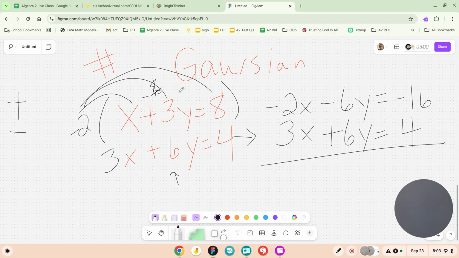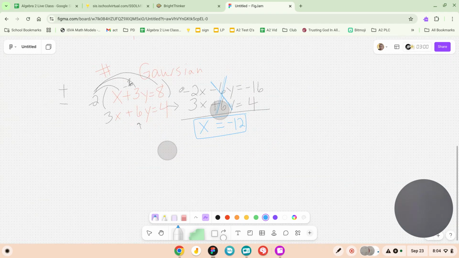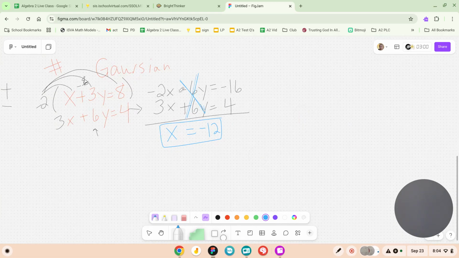So now I'm able to cancel these out, aren't I? -6 and +6 cancels. So now I've got 3 minus 2 is 1 equals -12. So now I already have that my x is -12, don't I? So since I have one, let me just pick one of these equations, like the first one. I'll say x plus 3y equals 8. All I have to do now that I have a variable is plug it in. And I can say -12 plus 3y equals 8.